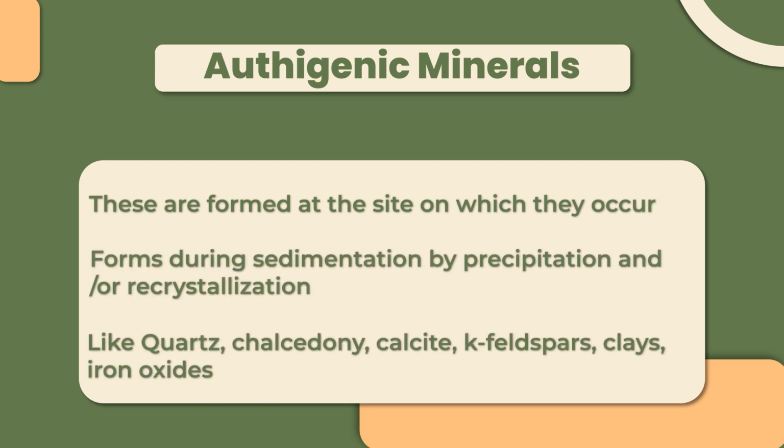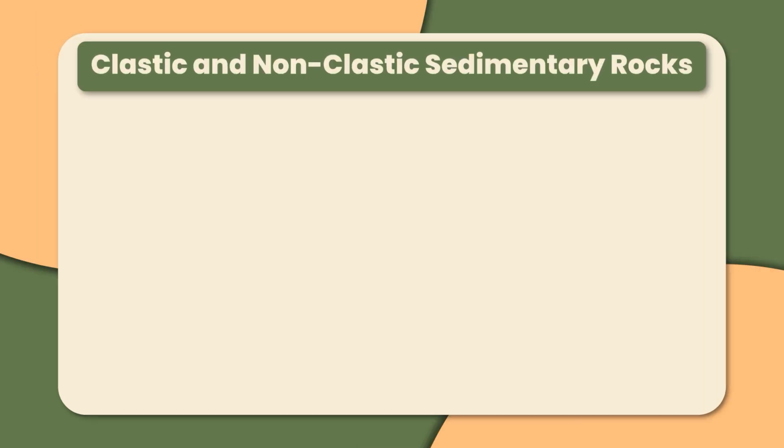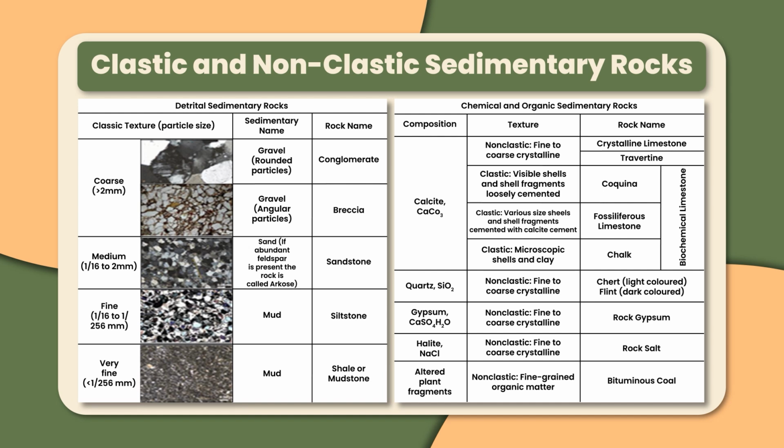They form during sedimentation by precipitation and/or recrystallization. Examples are quartz, chalcedony, calcite, potash feldspar, clays, and iron oxides. There is a table which describes the clastic and non-clastic sedimentary rocks. This is a pictorial distribution of the table which I discussed earlier.